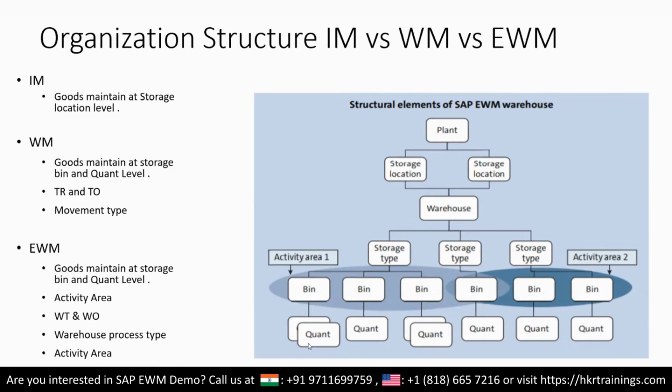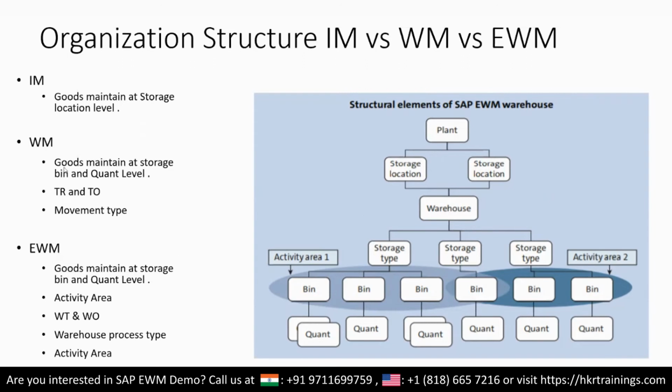So apart from that, WM and EWM. In WM we basically use transfer requirement and transfer order to move the material. TR and TO is basically transfer order. Whenever I'm moving a material from one plant to another plant, from one storage location to another storage location, from one storage type to another storage type, from one section to another section, from one bin to another bin, whenever there is a movement of material, the system basically creates a transfer order. So transfer order is nothing but to move the material from one place to another.